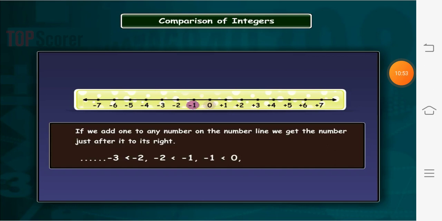Similarly, if we are taking minus 1 and 0. Now as we know that 0 has no sign, it is neither positive nor negative. Now minus 1 and 0. So 0 will be greater as compared to minus 1. So we will put the crocodile mouth open towards the 0.